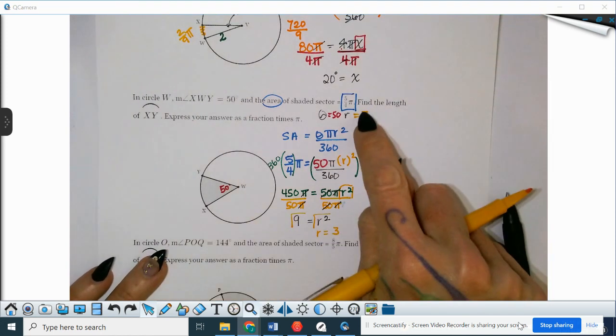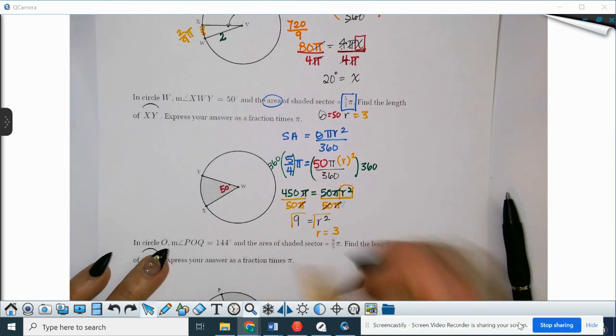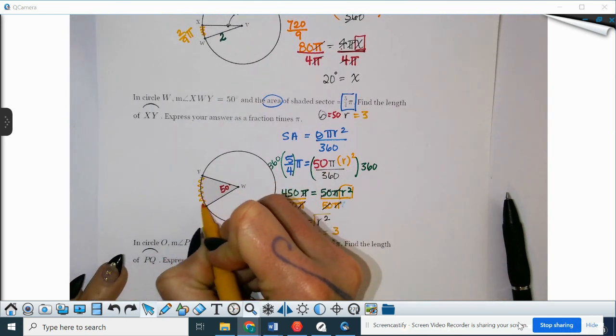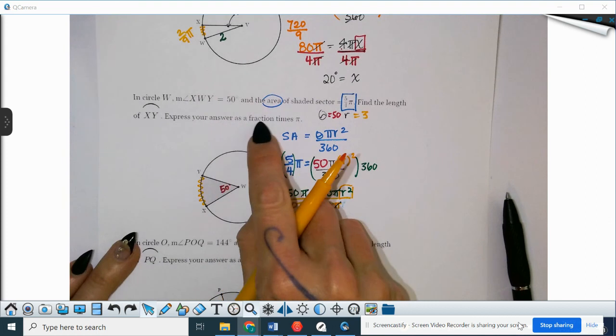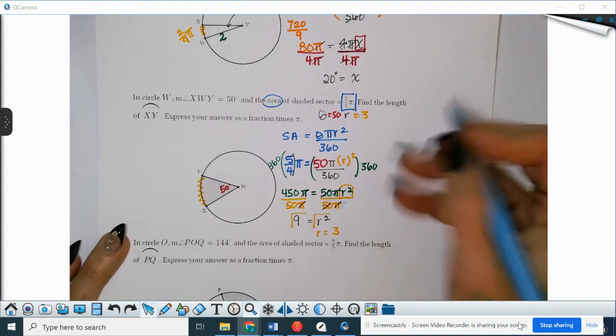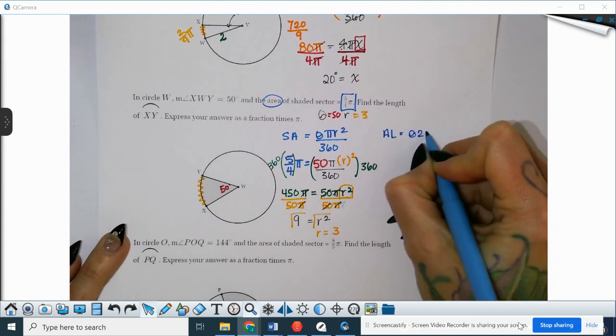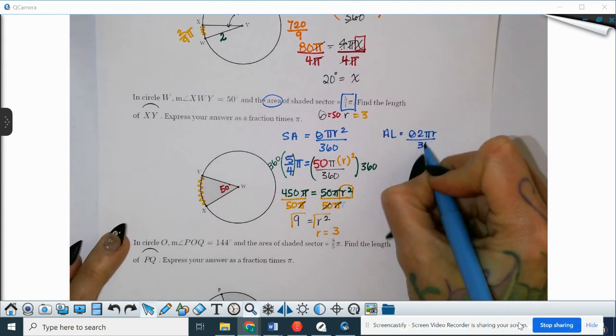Now I'm going to repass it. Find the length of xy. So this was area. Now it wants the length of xy. Express your answer in fraction times pi, so in terms of pi. So again, we're going to do arc length equals theta times 2 pi r divided by 360.